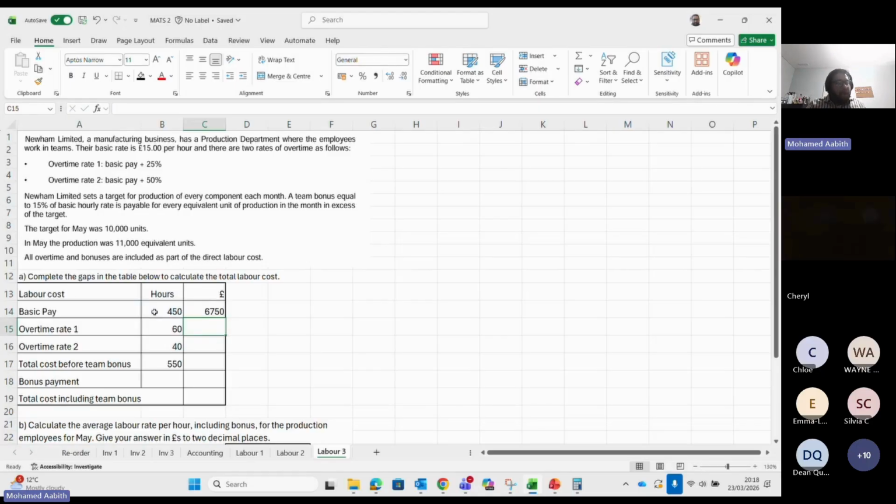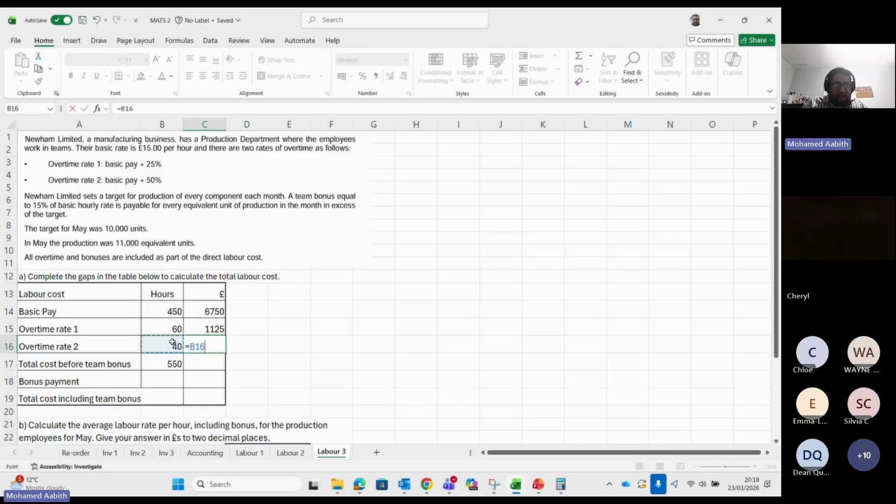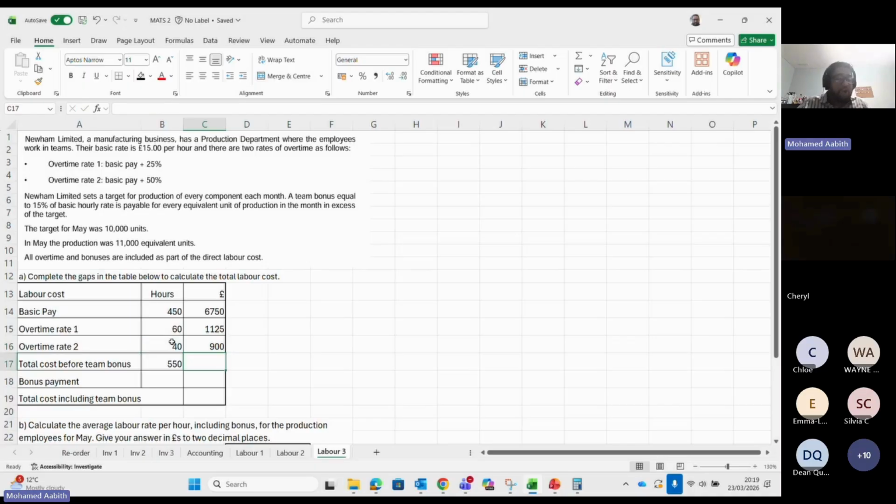And then also, what is the overtime rate for the first one? It's going to be the hours times £15 an hour times 1.25, because we have to remember this is a quarter on top of your rate. So altogether it's going to be 1,125. And then the overtime rate on the next one is going to be the hours multiplied by £15 an hour times 1.5, because it is going to be 1.5 times, and that is going to be 900.